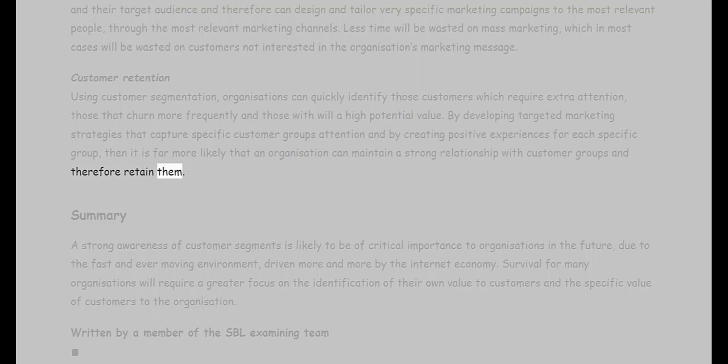Summary. A strong awareness of customer segments is likely to be of critical importance to organizations in the future, due to the fast and ever-moving environment, driven more and more by the Internet economy. Survival for many organizations will require a greater focus on the identification of their own value to customers and the specific value of customers to the organization.